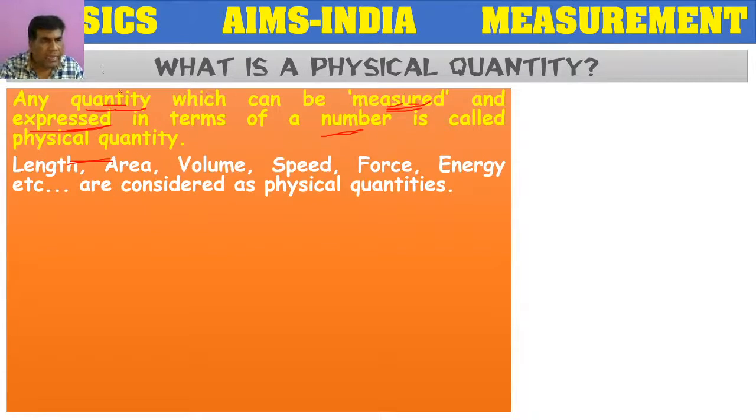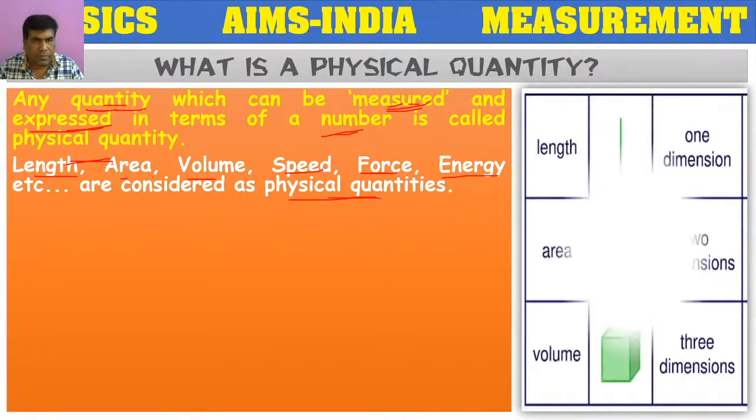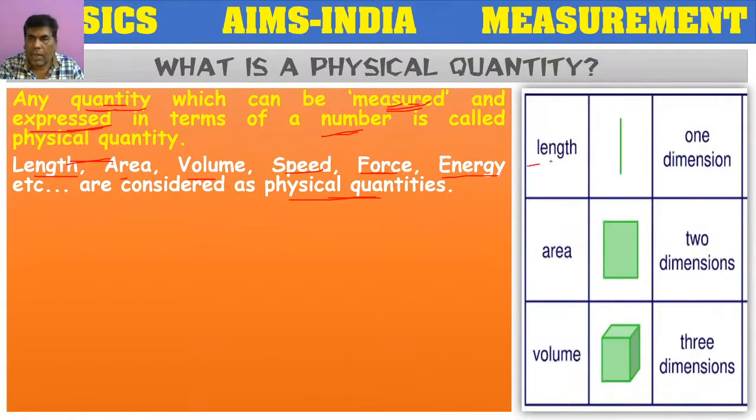Like length, area, volume, speed, force, energy. All these terms which we will learn in physics are considered as physical quantities. Why? Because all these quantities can be measured with a proper measuring device. If a measurement device is there, then all these quantities can be measured. That's why we call them physical quantities. So here, length. Length of a room.